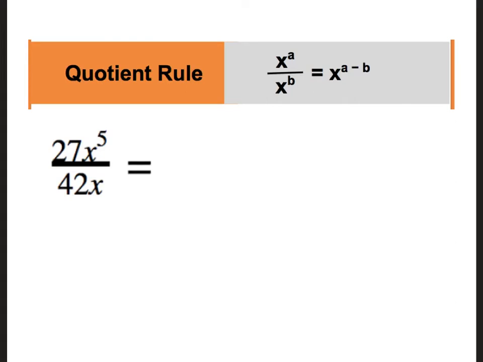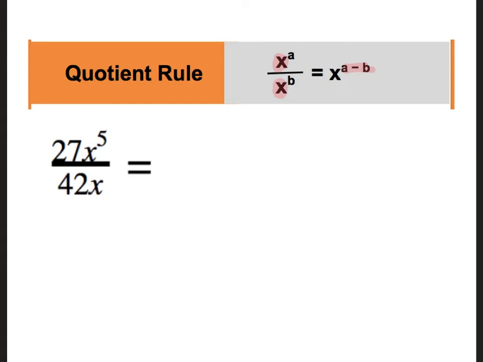All right, so our first rule is the quotient rule. We have x to the power of a divided by x to the power of b. Notice that the bases here are the same. We both have x. If they're the same, then you can just subtract your exponents. In order to get your new exponent, you'll do a minus b. So for my first one, we have 27x to the 5th divided by 42x.